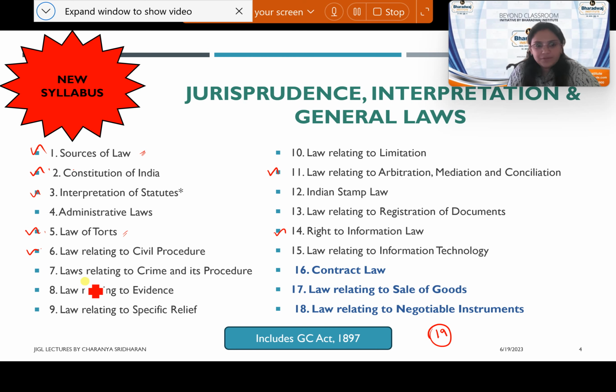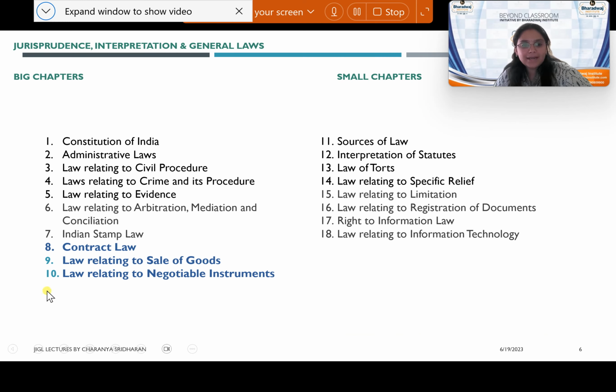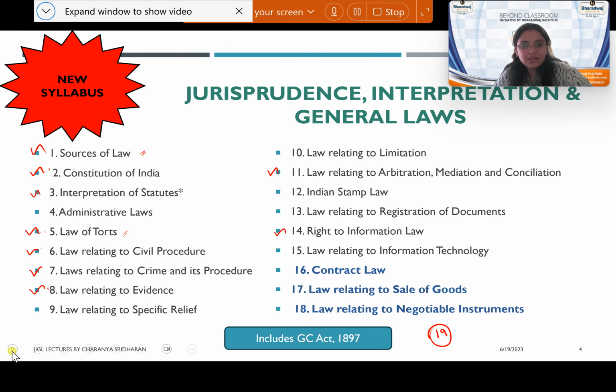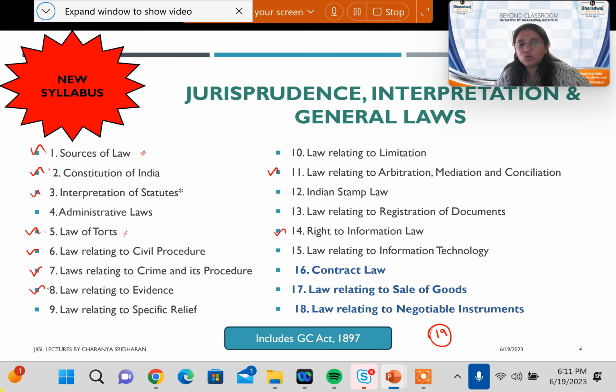Once you learn civil, it is mandatory you should learn the criminal law. So that will be the next chapter. Once you learn the criminal law, it's very, very important you learn the evidence law, law of evidence. So I will be arranging law of civil procedure, law relating to crime and its procedure, and then law relating to evidence. So basically civil procedure code, criminal procedure code, and Indian Evidence Act.